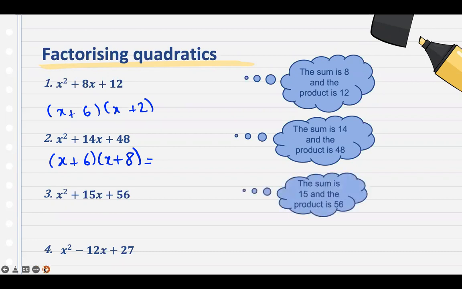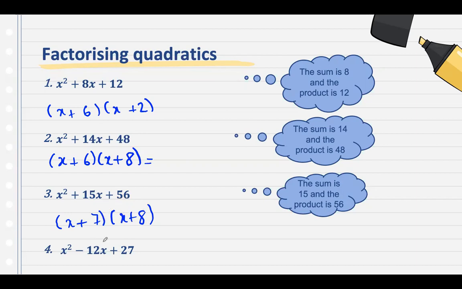Next one, the sum is 15 and the product is 56. So the numbers here are going to be x plus 7 and x plus 8, because these are the only two numbers that times to make 56 and add to make 15.